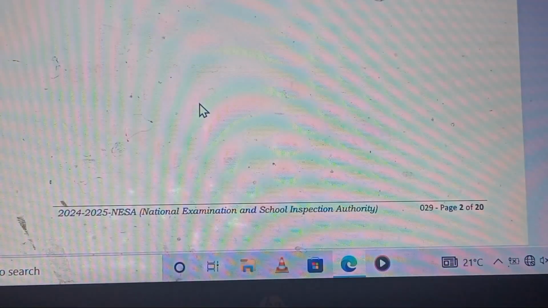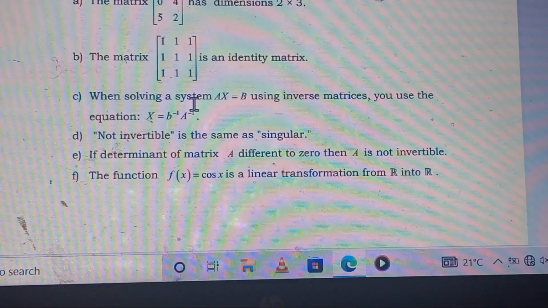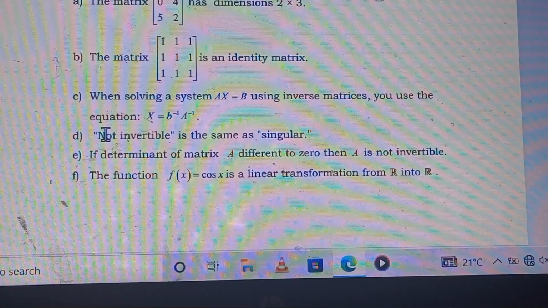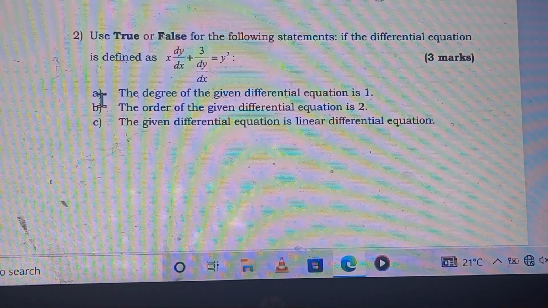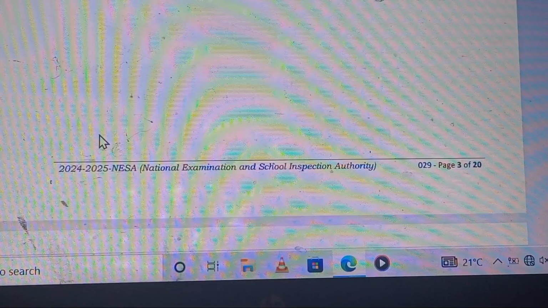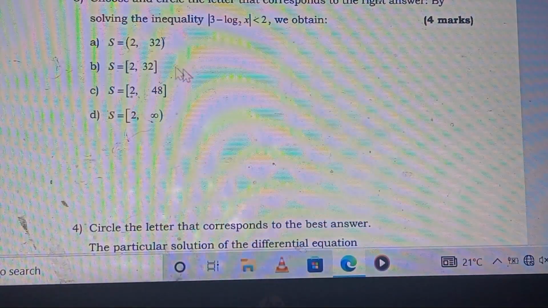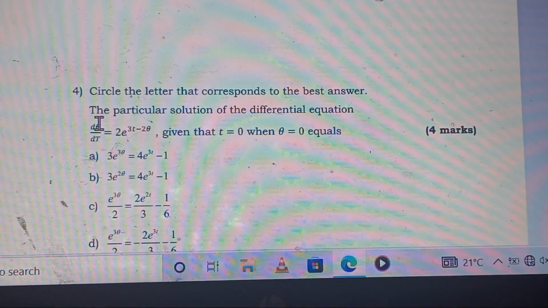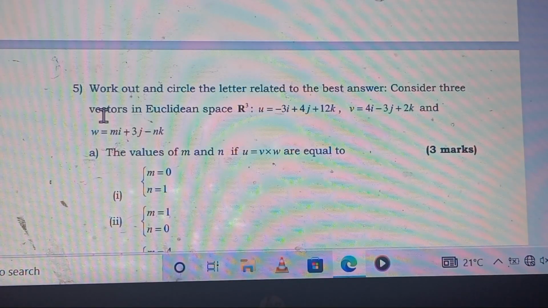Instruction 6: for multiple choice questions, circle the letter corresponding to the correct answer. Then let us start with Section A. In Section A, we have question number 1, which consists of A, B, C, D, E, and F. Then question number 2 consists of A, B, C. Then question number 3 consists of A, where you choose the correct answer. Then question number 4, also choose the correct answer. Then question number 5.